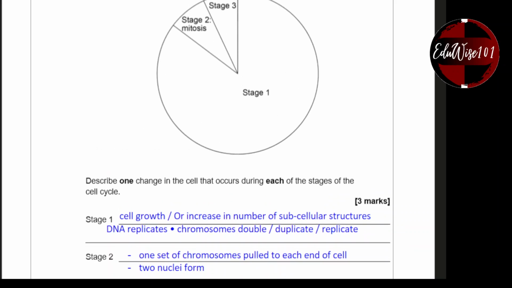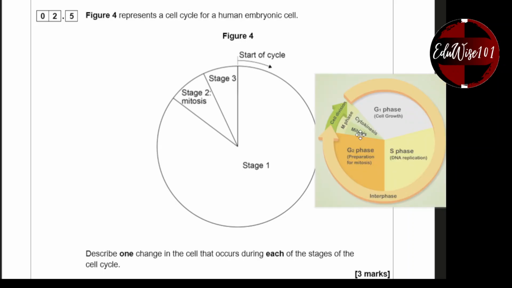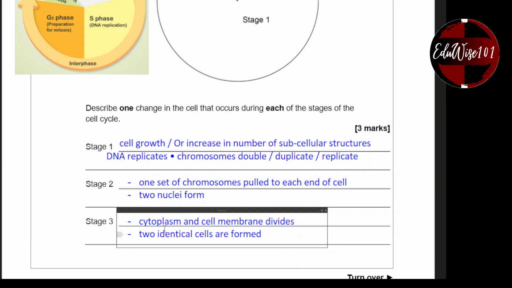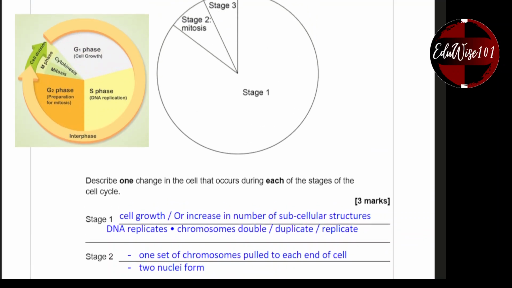So as a quick note, just to review the cell cycle, here's a quick diagram. And you can compare this to what's been given. So this G1, S and G2 phase is all included in stage 1. And the mitosis is stage 2 in this diagram. And stage 3 is the cytokinesis. Hence, stage 3, the cell and cell membrane divides and two identical cells are formed, is part of the cytokinesis phase. So stage 1 is the interphase where different things are happening, the cell growth, the DNA replication, and preparation for mitosis. Next question.